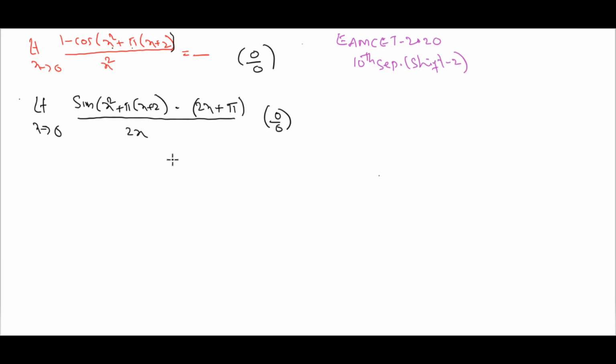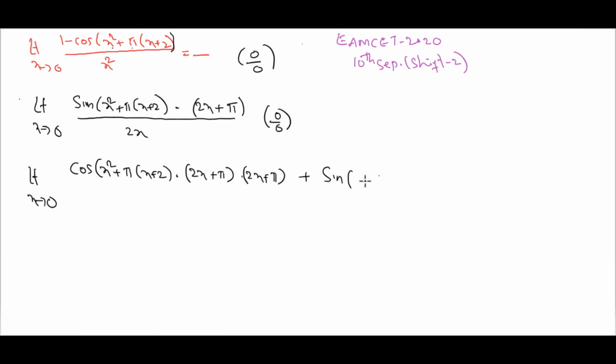Now we are applying L'Hospital rule, that is limit x tends to 0, again sine derivative, that is cos of x square plus pi into x plus 2, and derivative of x square plus pi into x plus 2 is 2x plus pi, into 2x plus pi, plus sine of x square plus pi into x plus 2, into 2x plus pi derivative, that is 2, by denominator 2x derivative is 2.